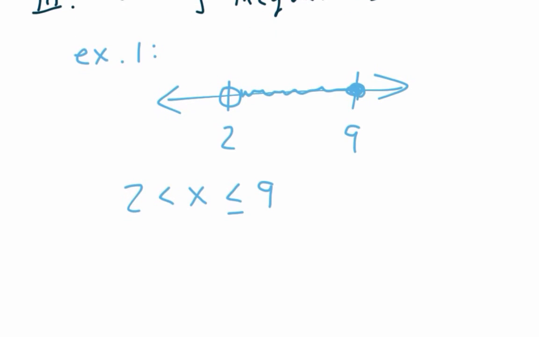I heard a lot of people saying greater than because we're shading to the right of it, but if you just look at that end, 2 is less than x. Do you agree that's the same as x is greater than 2? Yep, so we like it. So that left end is good.